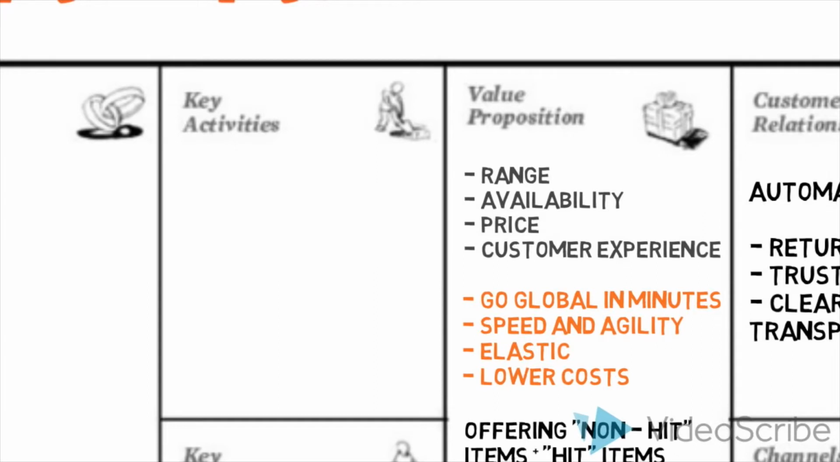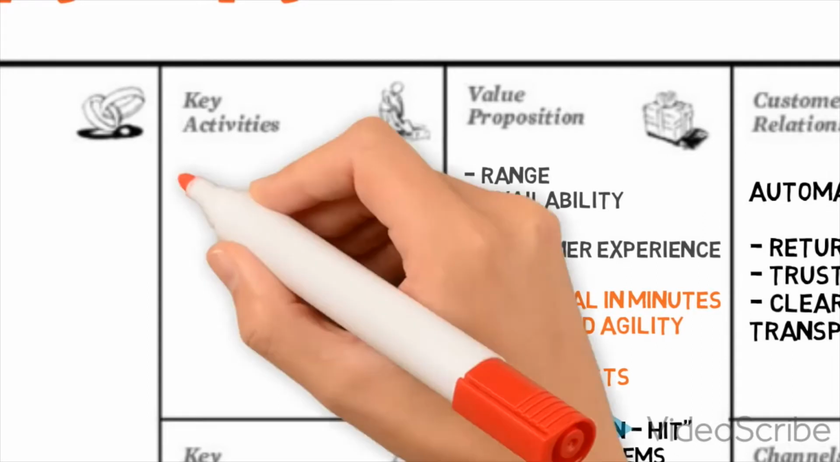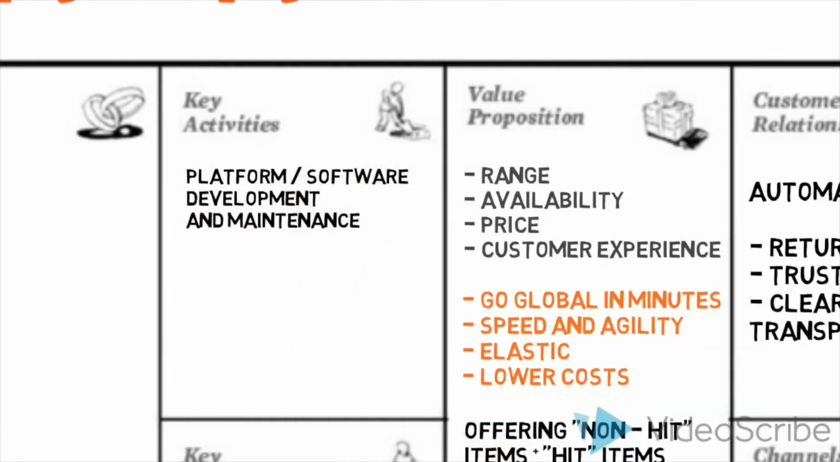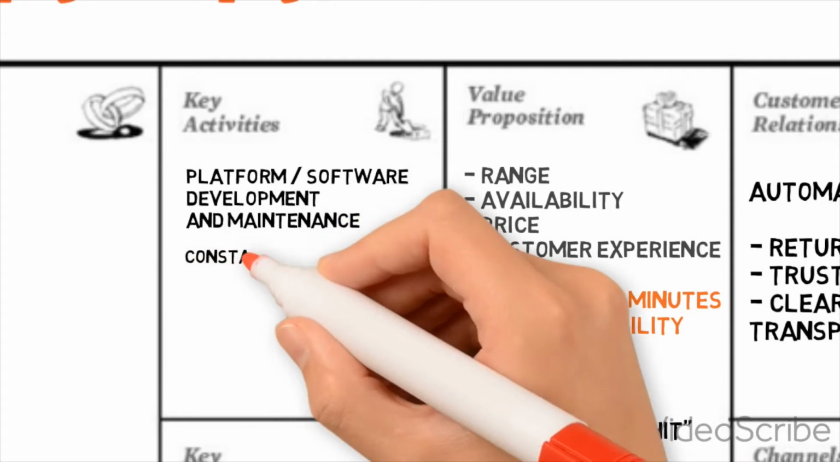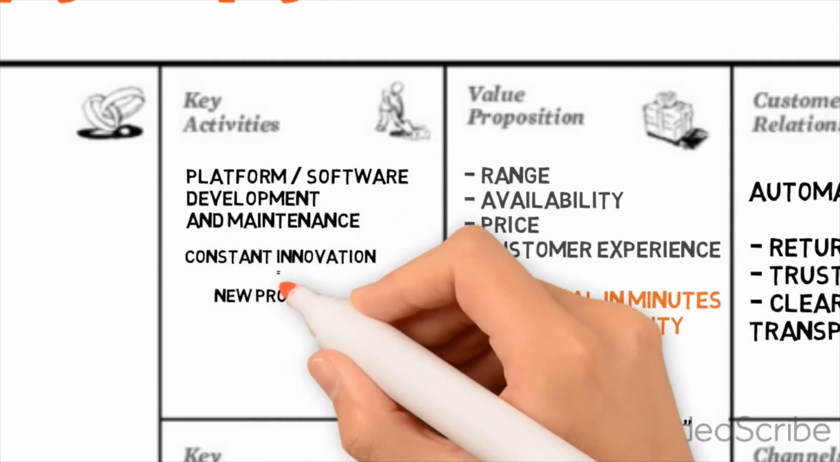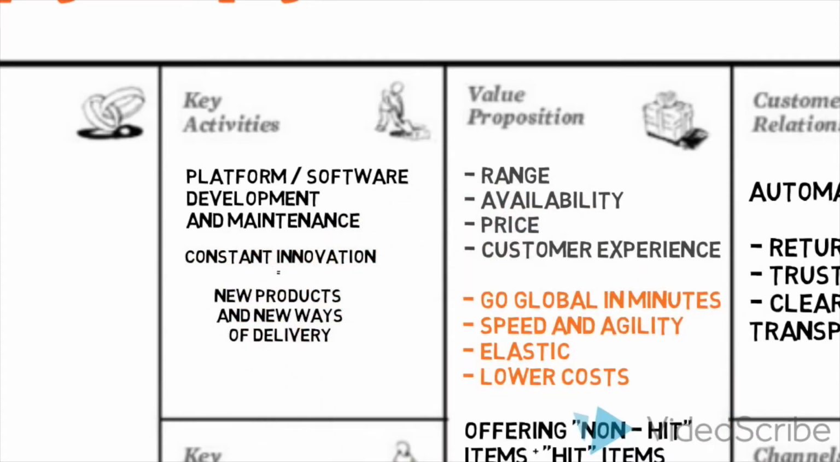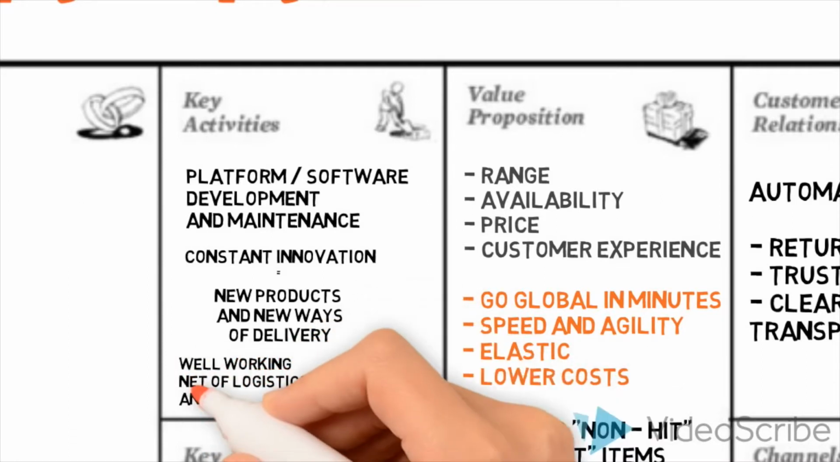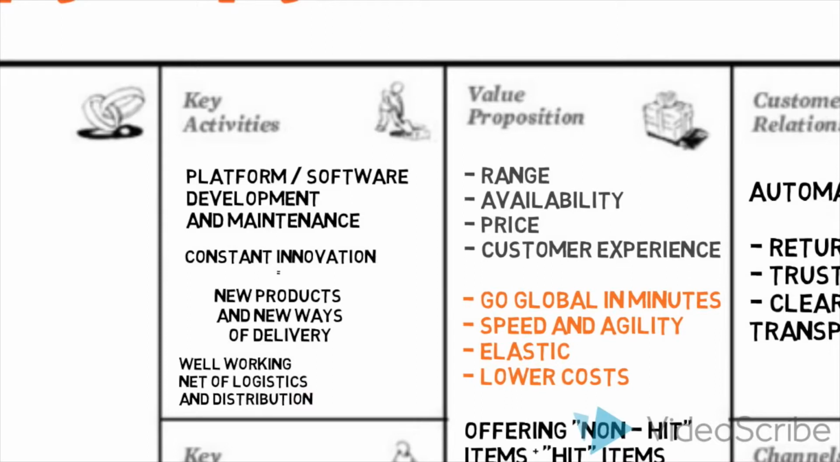Key activities. They describe the most important things a company must do to make its business model work. Amazon's great success is based on the great performance of its web and apps, so we consider its development and maintenance as a key activity. It also stands out for its constant innovation, bringing new products and services non-stop, or new ways of delivery, such as the famous drones they are about to start using for this purpose. The well-working network of logistics and distribution is also fundamental to Amazon's success.